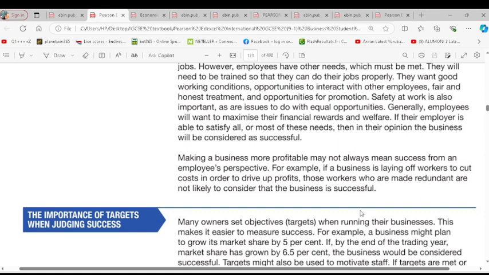So the point about this is, employees want to maximize their financial rewards. They want a conducive working environment. They want to be promoted. They want fair treatment. They want to be praised. If all these things can be given by employers, then employees will consider the business as a successful business. So if the employees are happy, the business is successful. That's the perspective of employees.